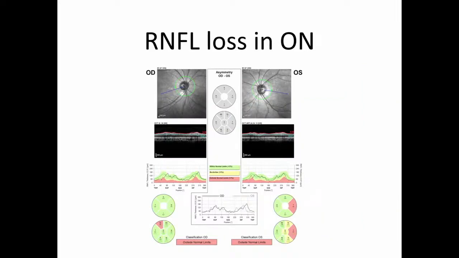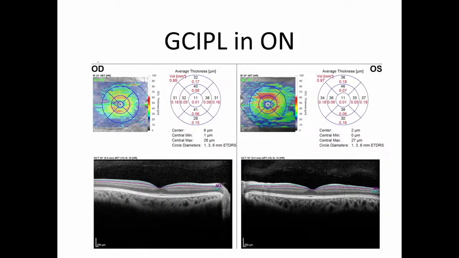Again, this is another example of RNFL loss in optic neuritis, and you can notice that there's a propensity for the temporal quadrants to be involved. And this is a patient with optic neuritis, and you can see that there is loss of the ganglion cell layer, so the red indicates kind of healthy, if you like. So loss of red around the macula indicates thinning of the ganglion cell layer.